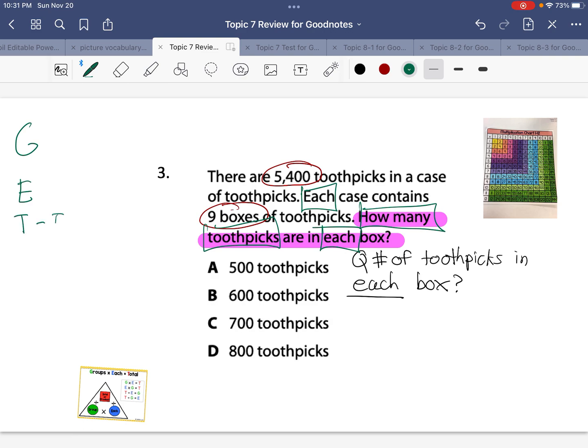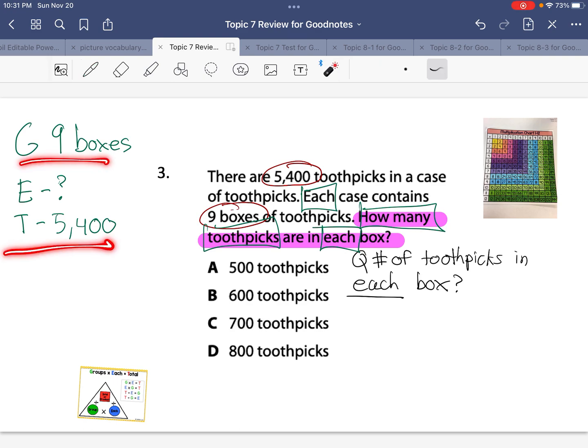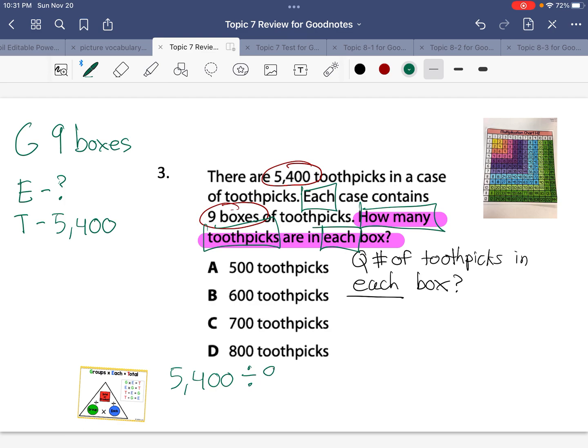I know my total is 5,400. My each, let me look at my question, number of toothpicks in each box. So if each is in my question, that means I do not know it. And that means my groups must be my 9 boxes. So if I know my total, if I know my groups, but I'm looking for my each, I'm going to divide. So I'm going to be dividing 5,400 divided by 9.